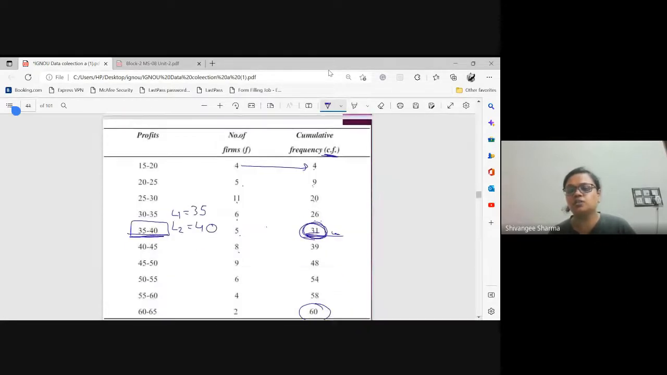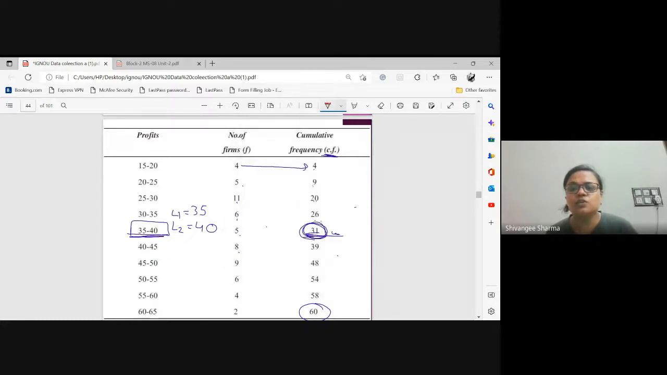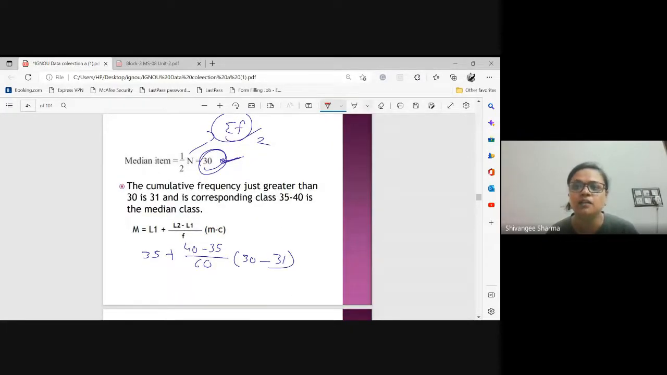The cumulative frequency will be written of the class interval prior to the median class. There is a check in that. So the cumulative frequency which you will write is 26. So 30 minus 26 will come, not 31. 30 minus previous वाली cumulative frequency हम लेते हैं. So 30 minus 26. Now you can calculate it. This C is the cumulative frequency preceding the median class.